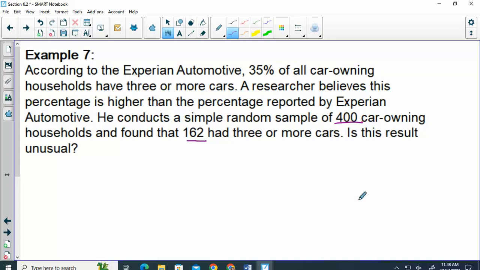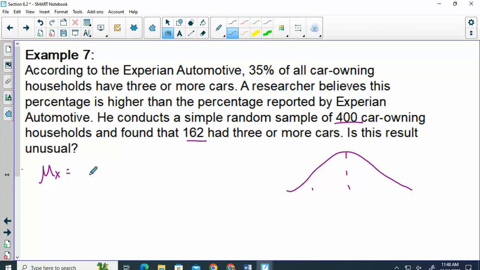But we know bell-shaped data, anything within 2 standard deviations would be fine, right? We expect 95% of the data to be within 2 standard deviations. So let's check what those thresholds are. So we need the mean. So this is binomial. Either they have the 3 or more cars or they don't.